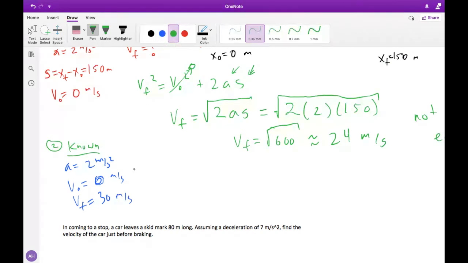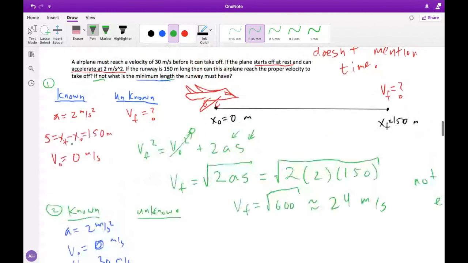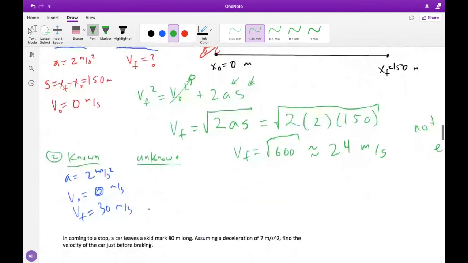And the unknown, in this case for part 2, well, the unknown is actually the displacement, right? Because that's what we're trying to find. We're trying to find the minimum length that the runway has to be, or let's say the minimum displacement. So displacement S is a question mark.